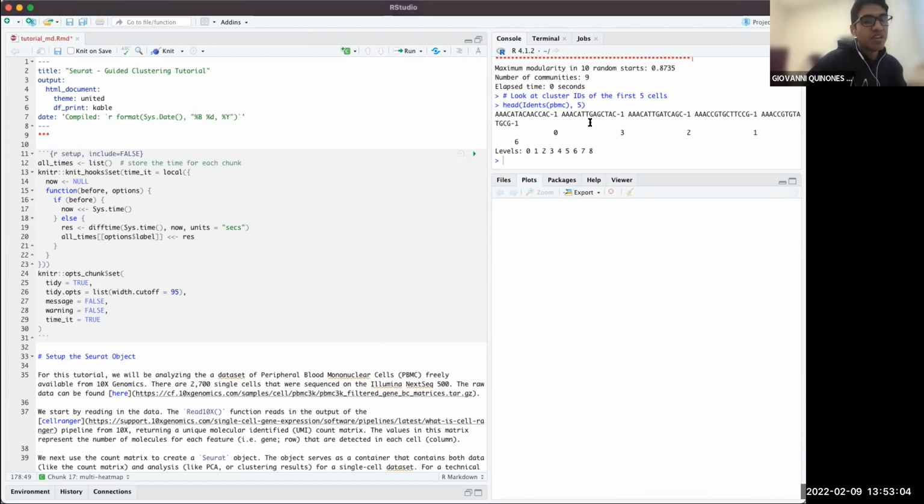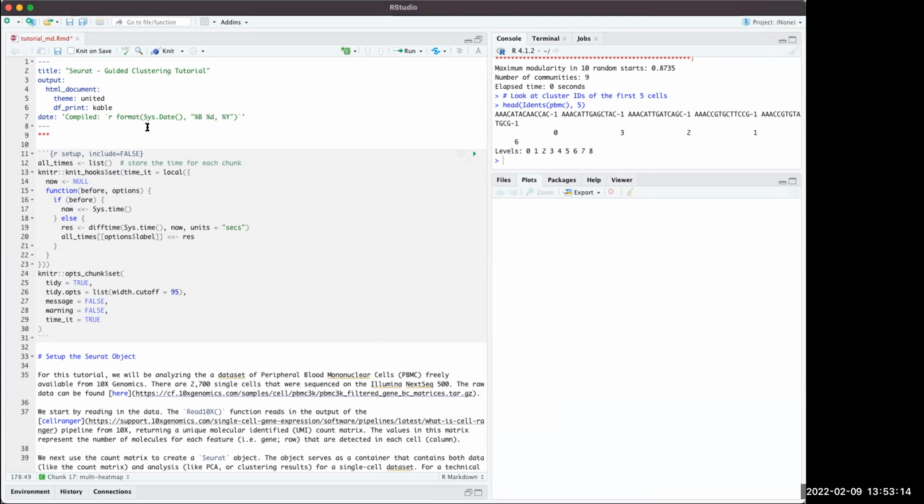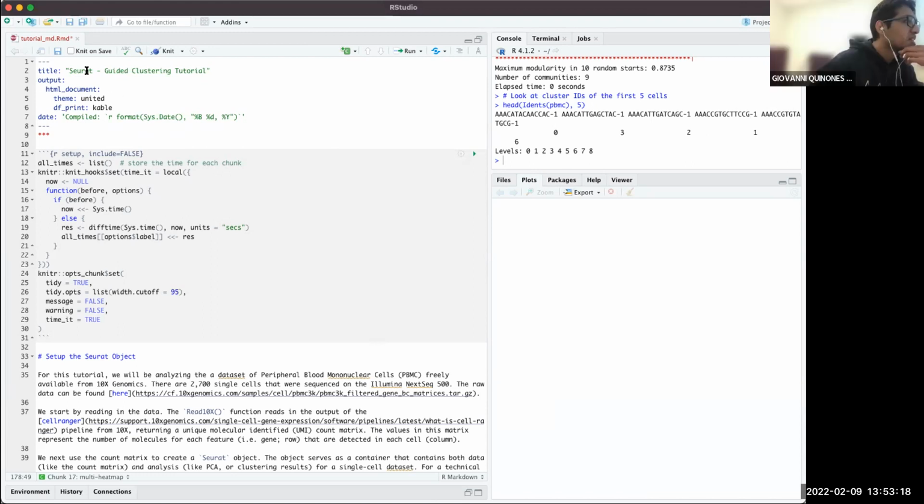Okay, hopefully everybody has the code already loaded in their RStudio. This code was put together by the people that developed Seurat, and you can find this and many other tutorials on their website.